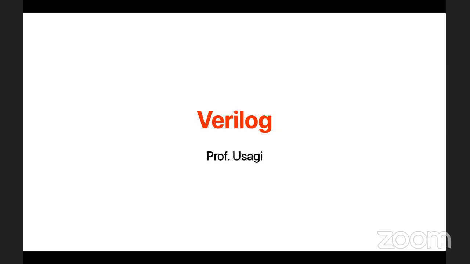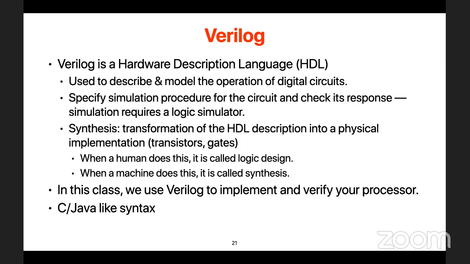So Verilog is a hardware description language, and it uses a C or Java-like syntax. However, you will figure out that there are a lot of differences in their spirit, in their models. But first of all, let's look at how Verilog works.